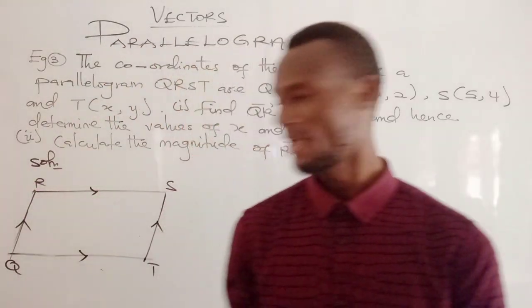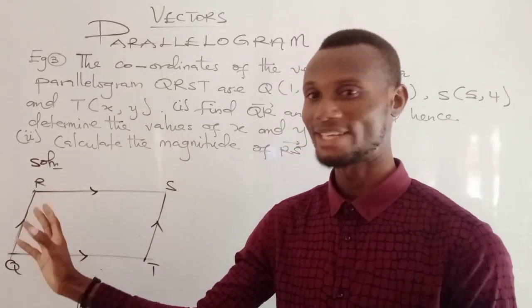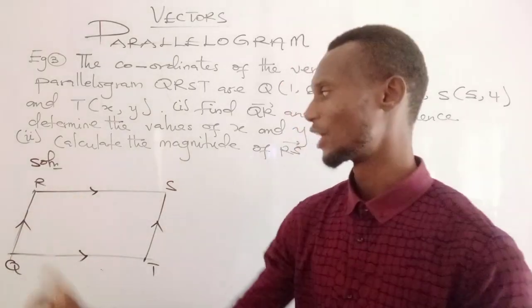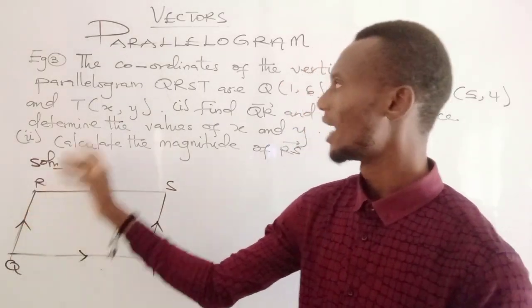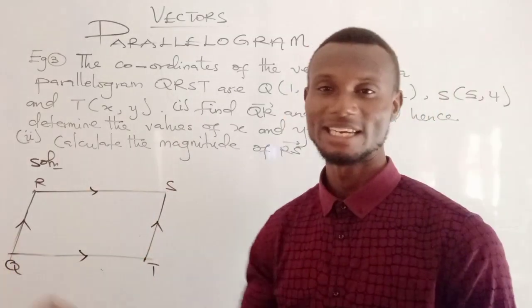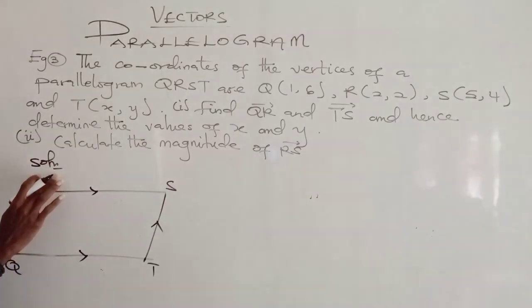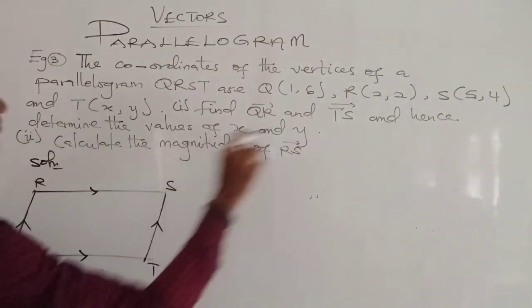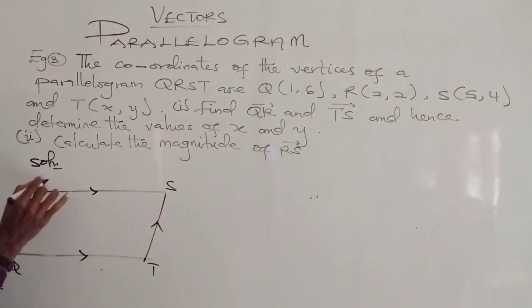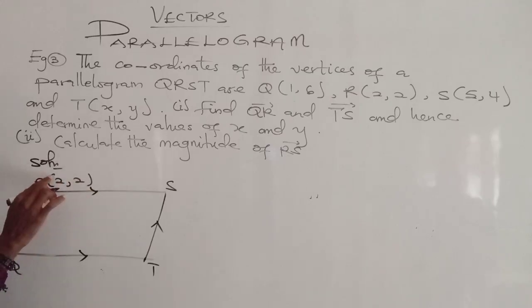Now, from here, we are going to indicate the points that we have been given. When I come to the R, I'll indicate the points that I was given, and I'll do the same for the rest of the letters as well. Let me start with the R. The R is given to be (2, 2), so I'll put my (2, 2) there. I hope you understand up to this point.